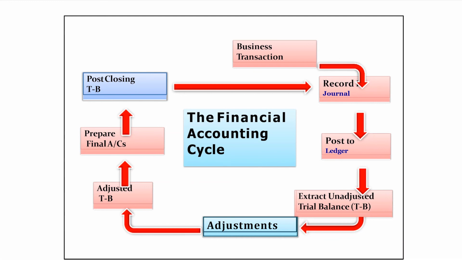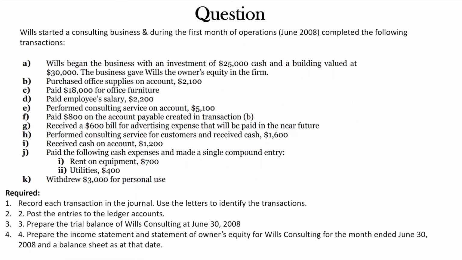So let's go. So today's question. Will started a consulting business and during the first month of operations, June 2008, completed the following transactions. And we have transactions from A to K going down. We'll analyze them and look at them in detail a bit later.